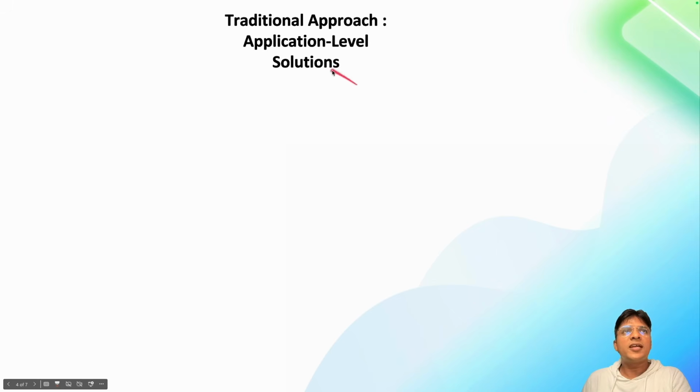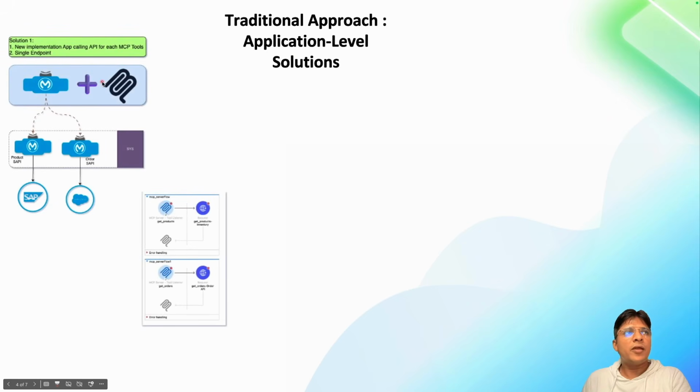First, we'll follow the traditional approach where we'll be generating the solution at the application level. Let's see one by one, okay? Solution 1 will be creating a brand new Mule app. We'll be adding the MCP connector. For each operation in these APIs, we'll have one tool, an MCP tool. That means one-to-one mapping with operations and the MCP tool. You can see the screenshot. For every MCP tool, we'll be doing an HTTP request call to these API operations.